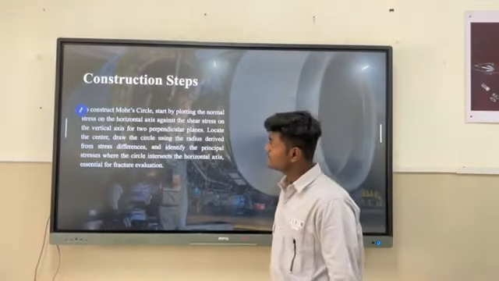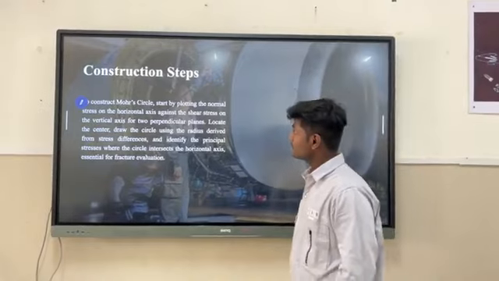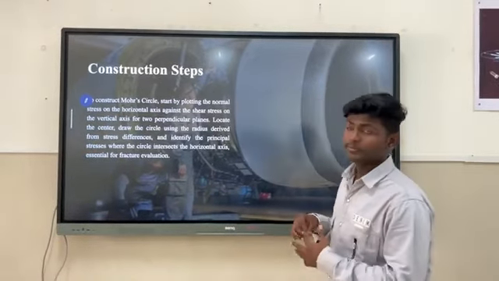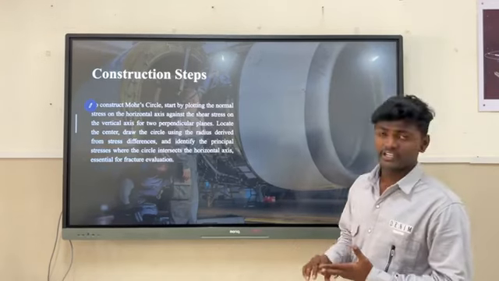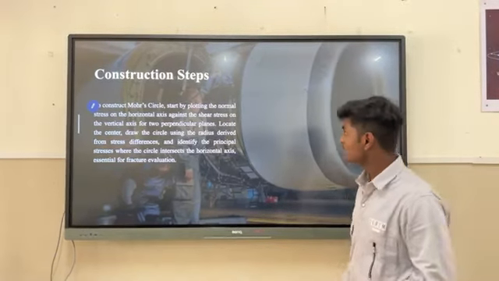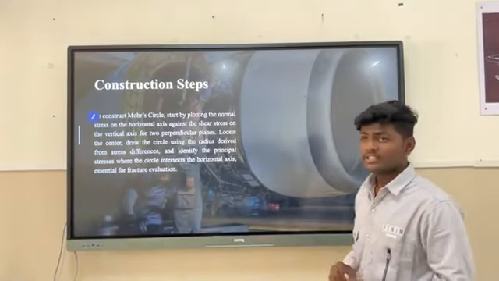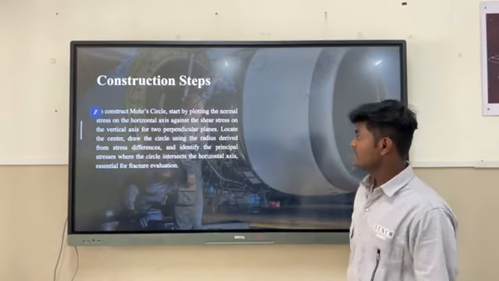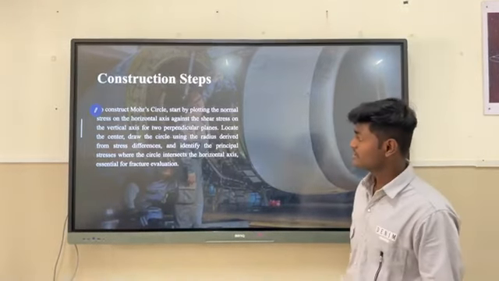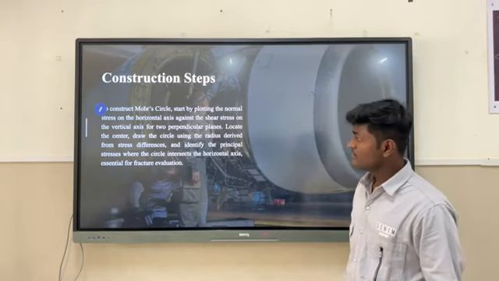The construction steps: start by plotting the normal stress on the horizontal axis. First of all, the normal stress is plotted on the horizontal axis against the shear stress on the vertical axis from two perpendicular planes, which is located at the center, and a circle is drawn using the radius derived from the stress differences. Identify the principal stresses where the circle intersects the horizontal axis, essential for fracture evaluation.